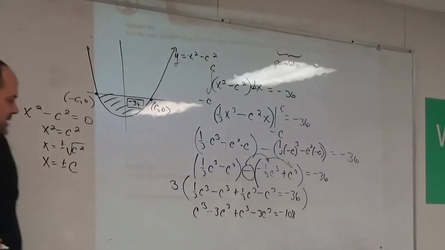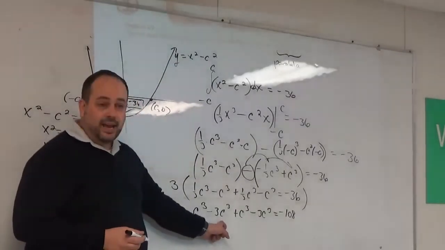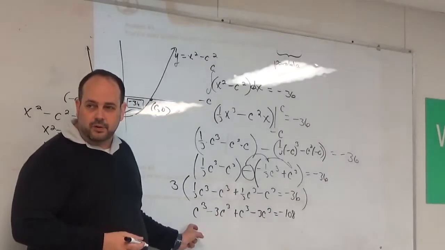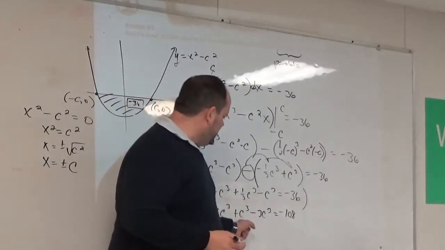I'd look to combine like terms at this point, c cubed and a negative 3c cubed. Is that negative 2c cubed plus c cubed.